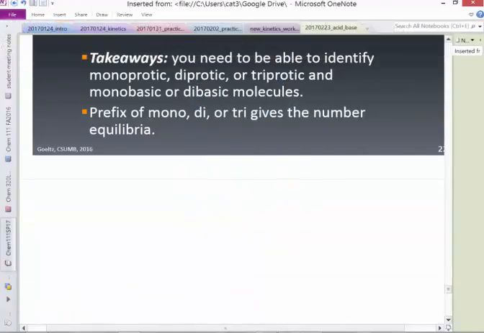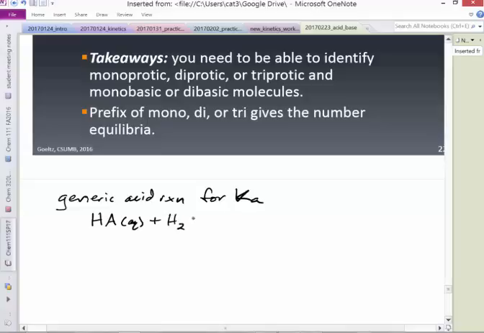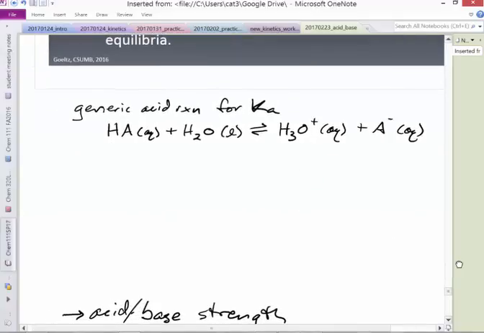What is the generic acid equilibrium? So the generic equation, how should I phrase this? The generic acid reaction for Ka. What's it look like? HA plus what? Yep, plus water. Good. And HA acts as an acid. So protonate water and you get A minus, right? Let's do that for H3PO4.